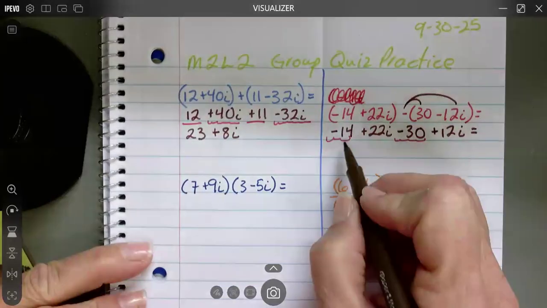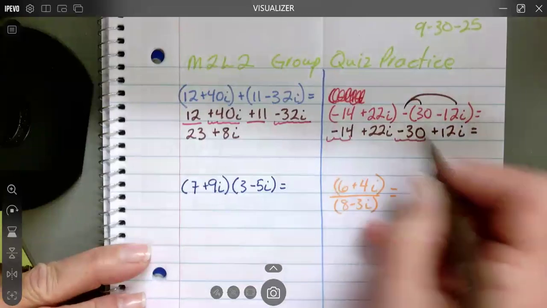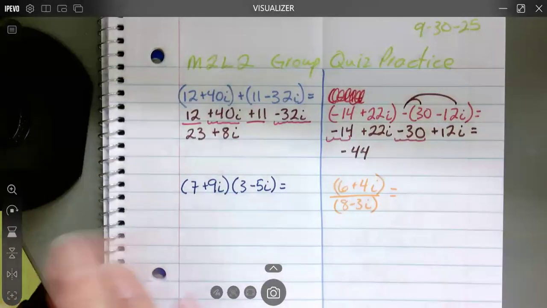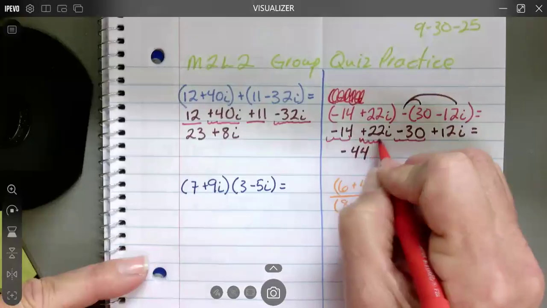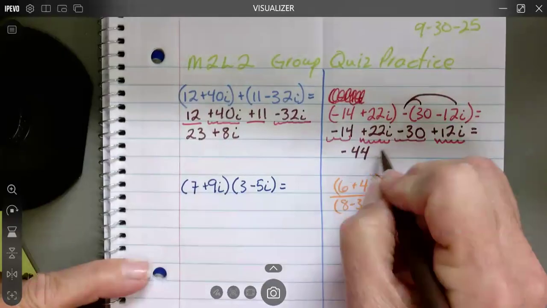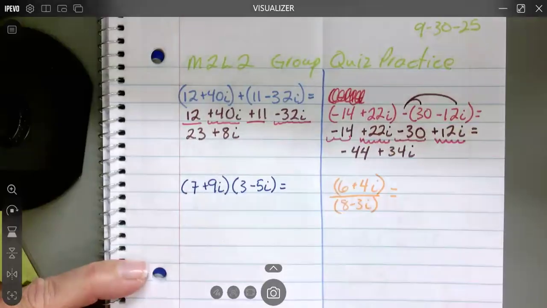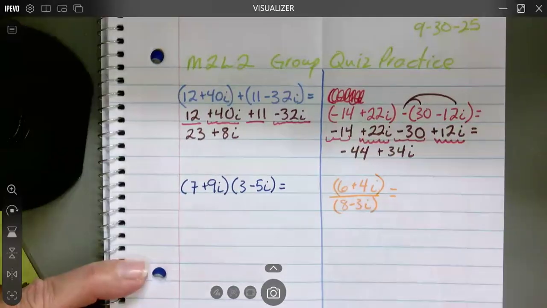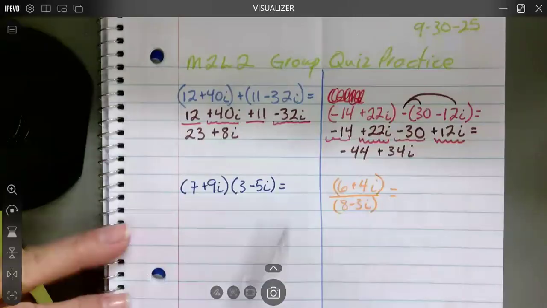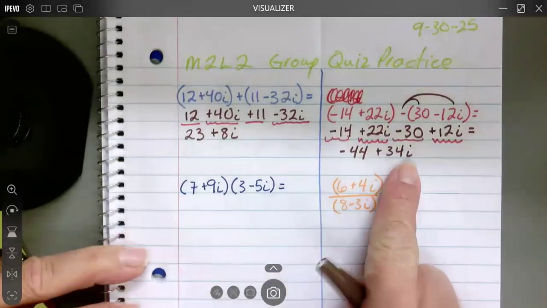We have negative 14 with negative 30. Same sign, so we're going to add and keep and get negative 44. Then we have a plus 22i and a plus 12i. So we're going to get plus 34i. And then that is all we can do there. So those are for addition and subtraction. You'll have a quiz on that where 2 of them are addition problems like this, and 2 of them are subtraction problems like that. All right.